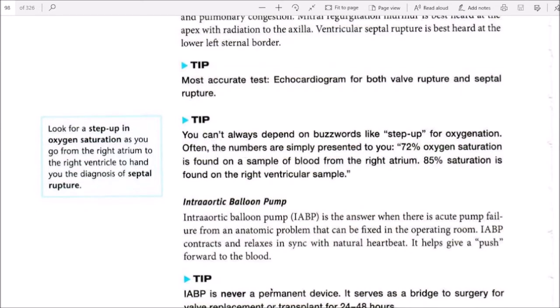Tip: you cannot always depend on buzzwords like step up in oxygenation. Often the numbers are simply presented to you. 70% oxygen saturation is found on a sample of blood from the right atrium. 85% saturation is found on the right ventricular sample. Look for a step up in oxygen saturation as you go from the right atrium to the right ventricle to make the diagnosis of septal rupture.